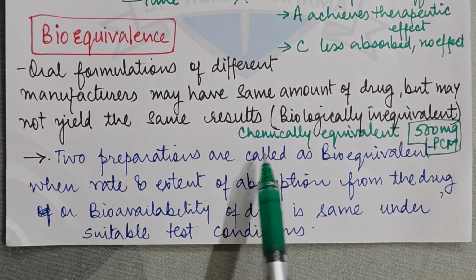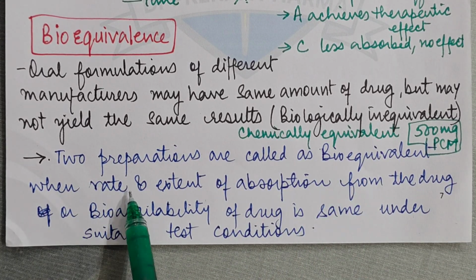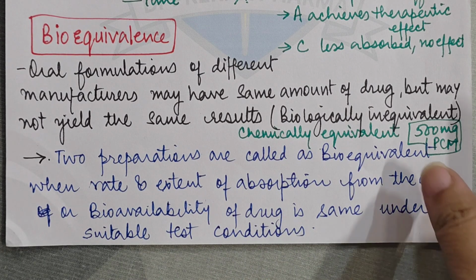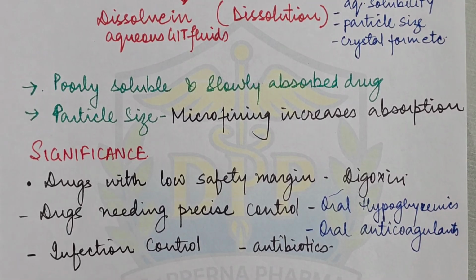So it is seen that biologically they are not equivalent, biologically inequivalent ho rahe hain. So two preparations are called as bioequivalent only when the rate and extent of absorption from the drug or bioavailability of the drug is same under suitable test conditions. Okay, so this is bioequivalence. So what is the difference here?